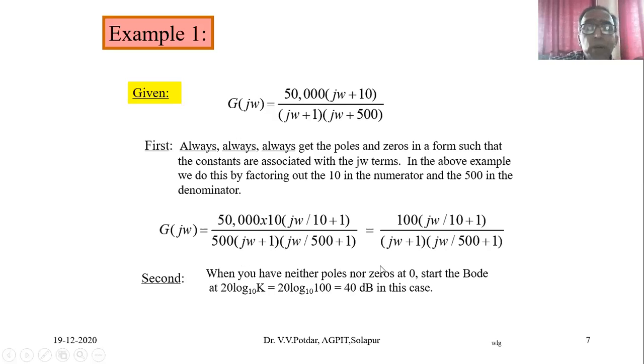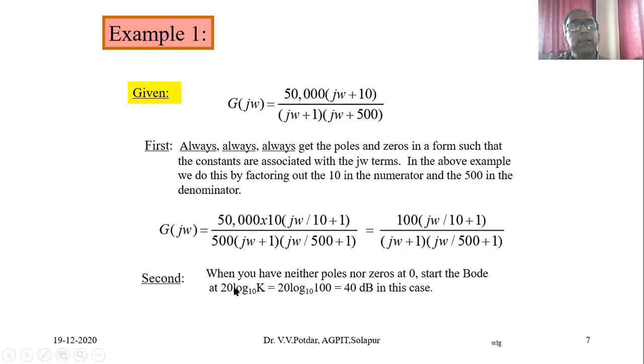And we don't have poles or zeros at 0 because we don't have any s term as such, isn't it? No s term in the numerator, no s term in the denominator. So no poles or zeros at the origin. Whatever zero I have got, it's a simple zero or first order zero at s = -10, one zero at s = -10, one pole at s = -1, and a second simple pole at s = -500. So 2 poles, 1 zero and 1 constant term.